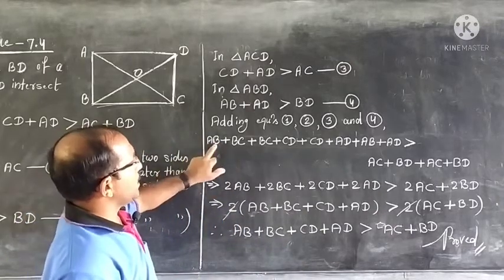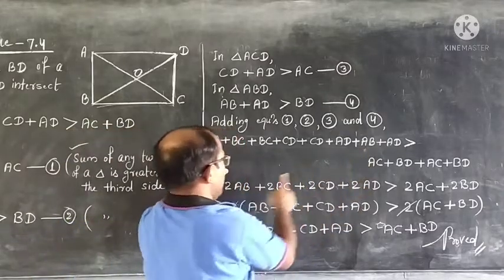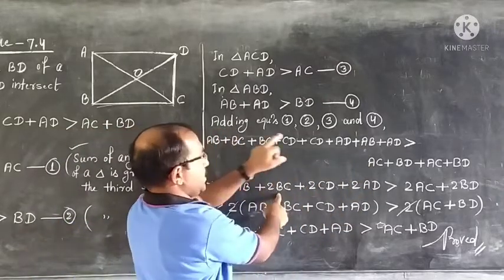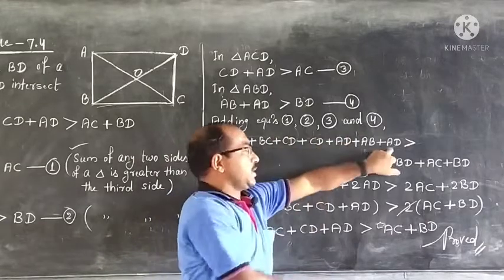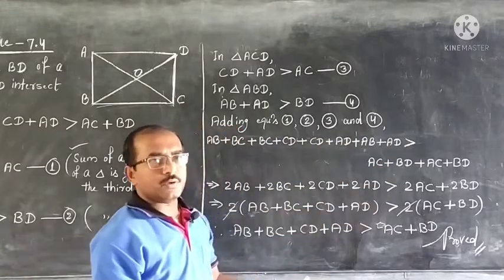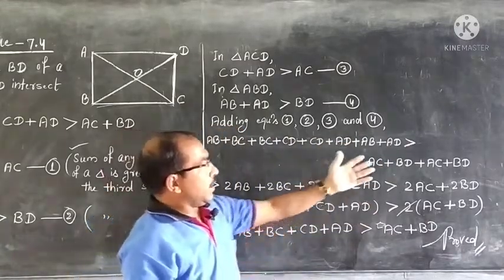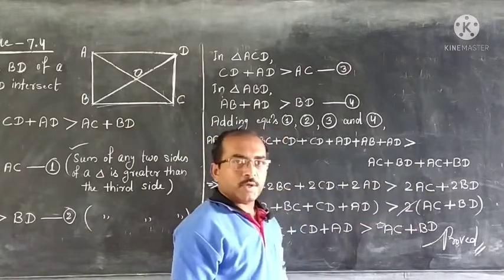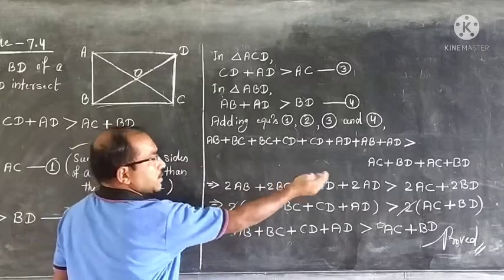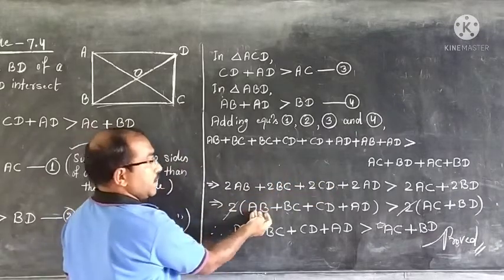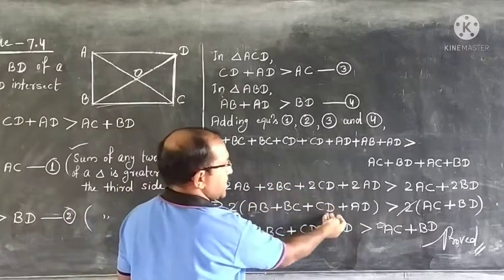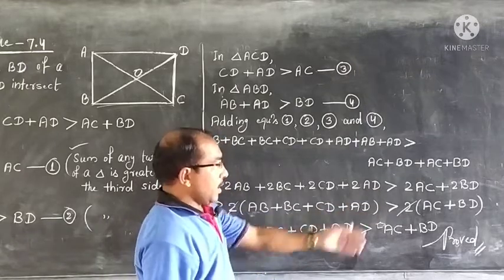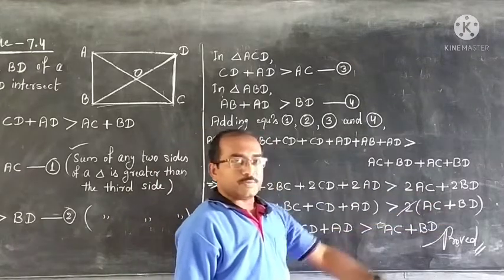Anyway, now we will see AB plus AB, 2AB, BC plus BC, 2BC, CD plus CD, 2CD, AD plus AD, 2AD. Very simple, no calculation, nothing is here. In RHS we see AC plus AC, 2AC, BD plus BD, 2BD. So every term has 2, we take 2 common, inside the bracket remain AB, BC, CD plus AD. RHS also 2 we take common, AC plus BD.